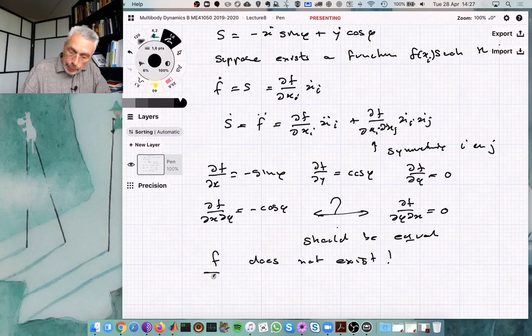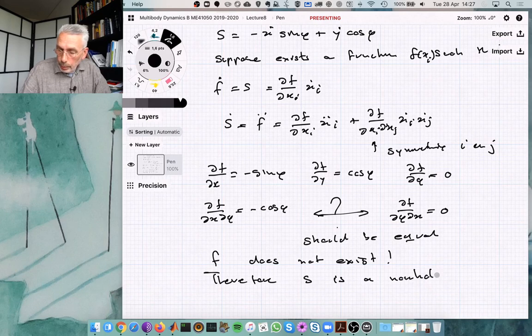And therefore, this s is a non-holonomic constraint.